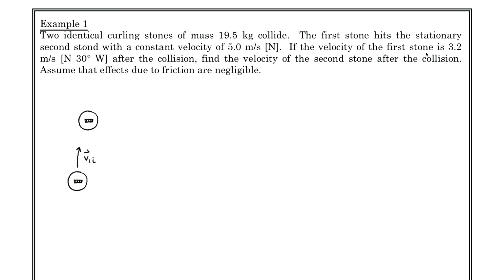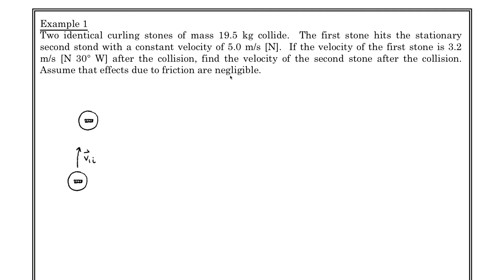The velocity of the first stone is 3.2 meters per second north, 30 degrees west after the collision. So we know what happens to this stone. It hits and it glances off this way. We need to find the velocity of the second stone after the collision.